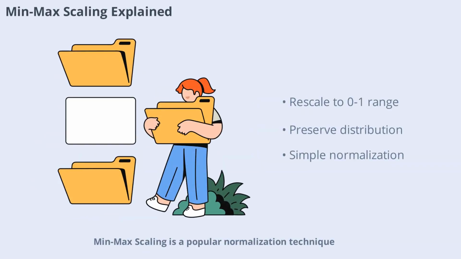clustering. Min-max scaling is a popular normalization technique that rescales data to a fixed range, usually 0 to 1. This method subtracts the minimum value and divides by the range, ensuring all values fit within the specified bounds. Min-max scaling is simple and effective, especially when you want to preserve the original distribution of your data. It's widely used in preprocessing pipelines for machine learning models.